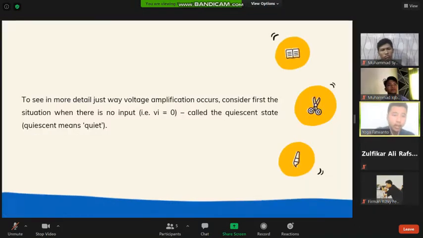To see in more detail the way voltage amplification occurs, consider first the situation when there is no input, Vi equal to 0, called the quiescent state. Quiescent means quiet.